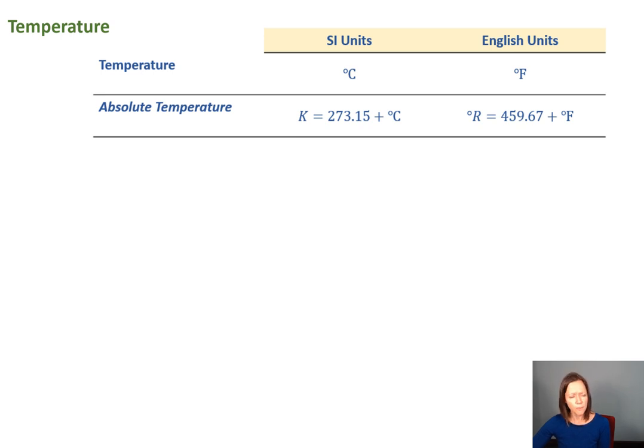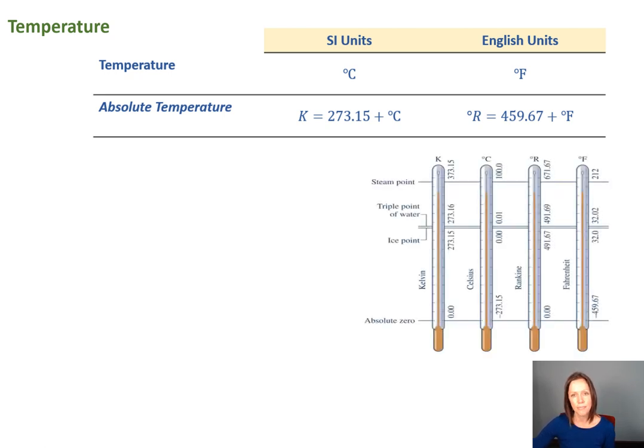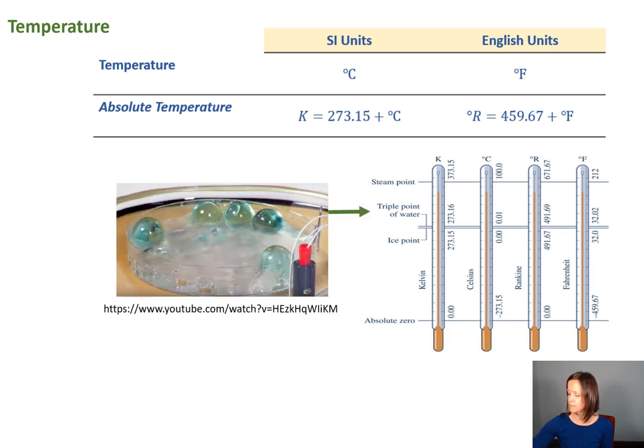Temperature. We mentioned that we're going to be working with SI units and English units. We also mentioned that it is typically very common to have to convert to absolute temperature units, so Kelvin or degrees Rankine. And you might be wondering where the choice of 273.15 came from. This corresponds to the triple point of water.